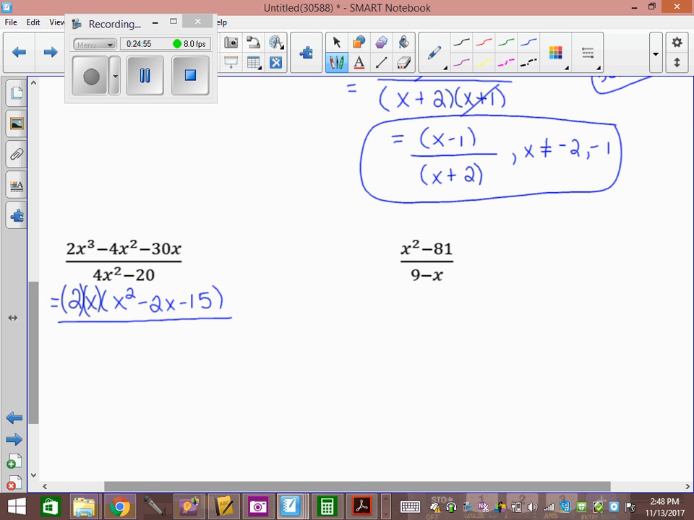Then on the bottom, what can we do? If we take out a 4, what are we left with? Is x squared minus 5 a difference of squares? No. 5 isn't a perfect square.